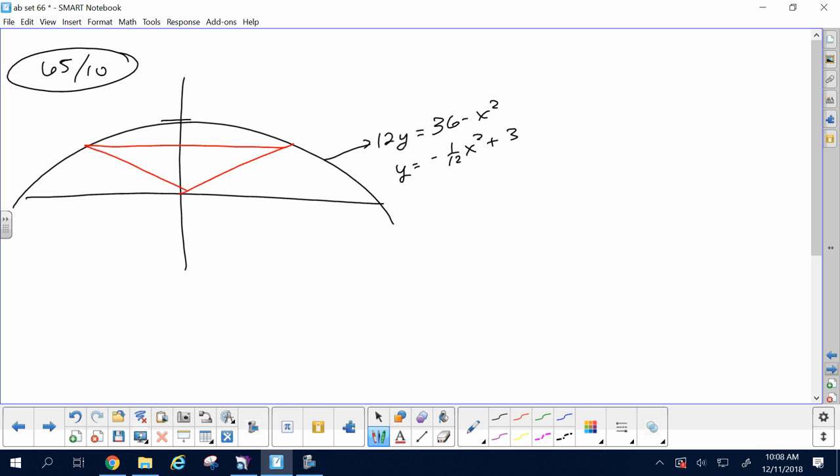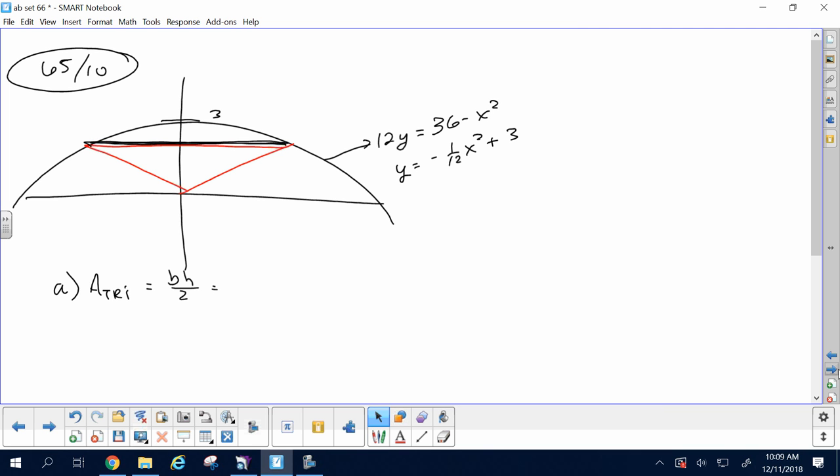So that seems reasonable. It's wide, opening down, y-intercept of 3. Okay, I'm cool. All right, so then express the area in terms of x, the triangle area. Start with the basic triangle, base times height divided by 2. What's the base? Here's the base. So what do you say?